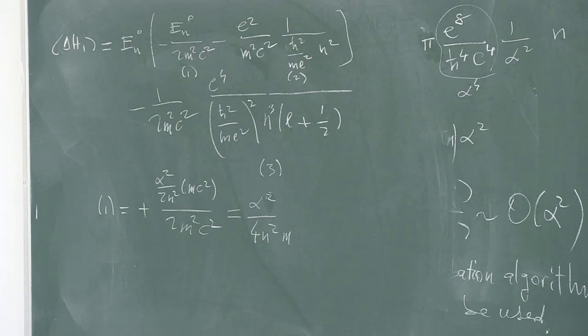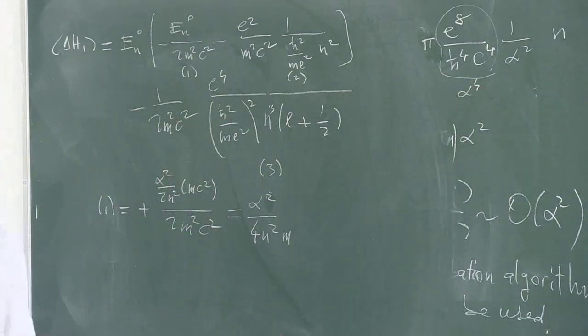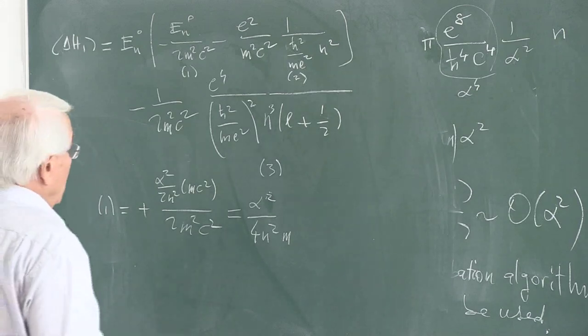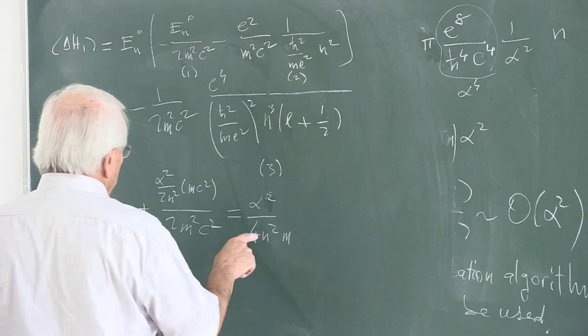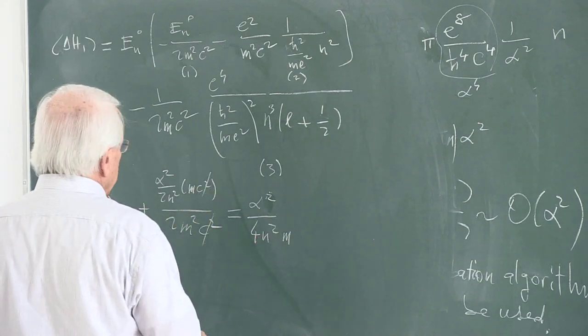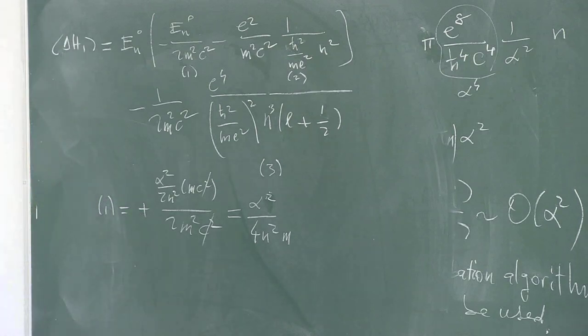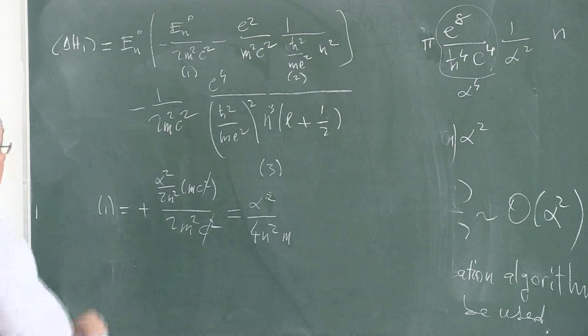E_n0 is moved out. There is another E_n0 inside. So alpha squared divided by 4n squared. The c's go away. And there is an m in there. Okay. Now what about the second term?